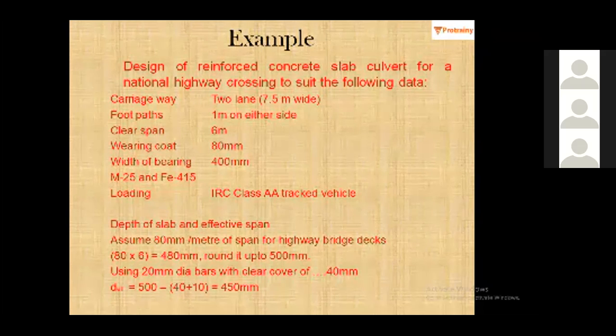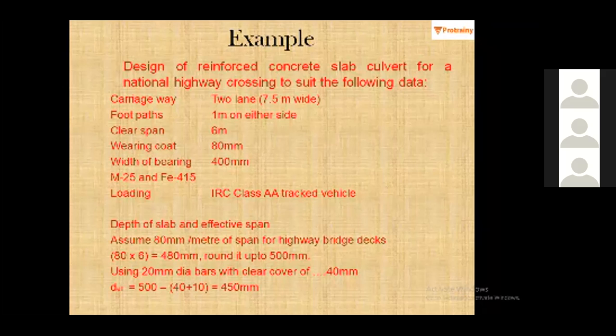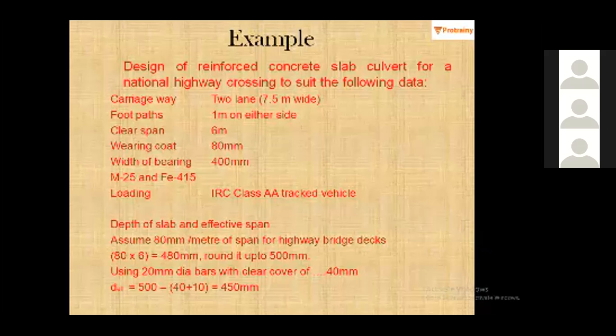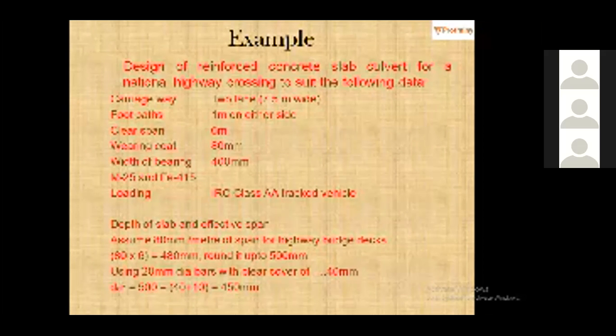The thickness of the wearing coat on the slab is 80 mm, and the width of bearing is 400 mm. M25 grade concrete and Fe415 steel. And the loading class is IRC Class AA vehicle. So that is the heaviest loading available as per IRC.